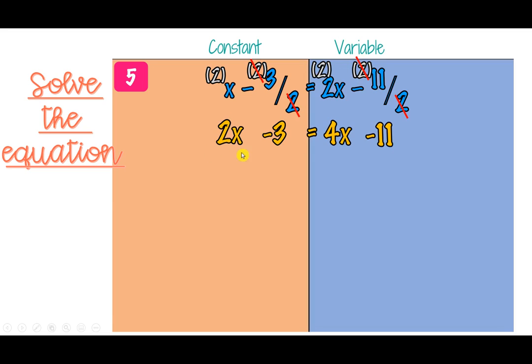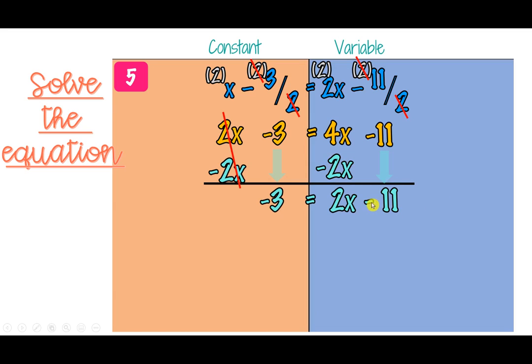So I'm going to move 2x to the blue side by using inverse operations. So the inverse of adding negative 2x is subtracting it from both sides. Notice I didn't line negative 2x up under negative 3 or negative 11 because they're not like terms. Well, negative 2x minus 2x cancels. Did nothing to negative 3, did nothing to negative 11. So they get to come down for the ride. 4x minus 2x gives me 2x.